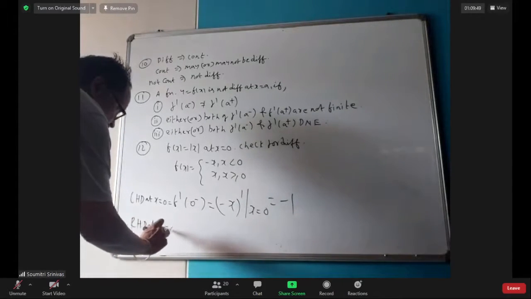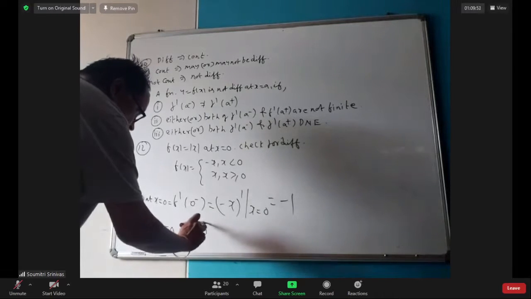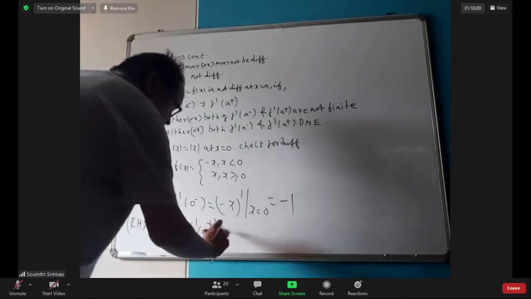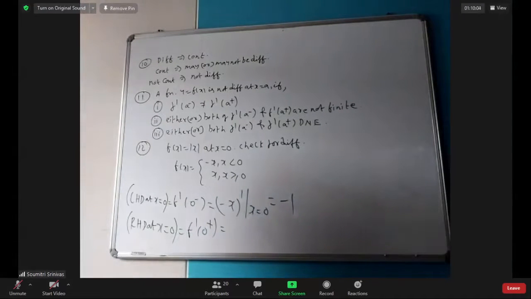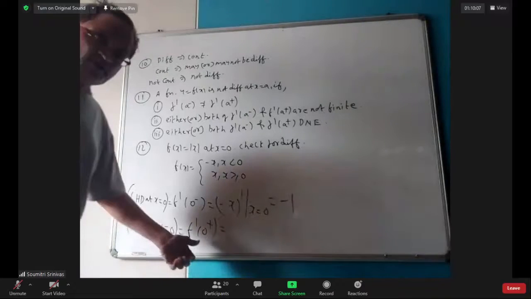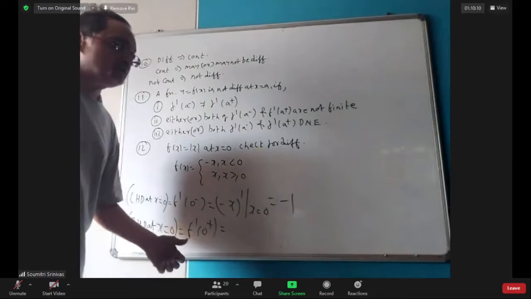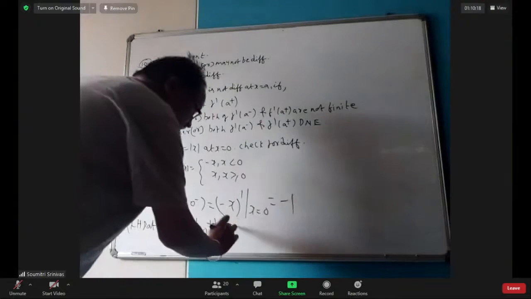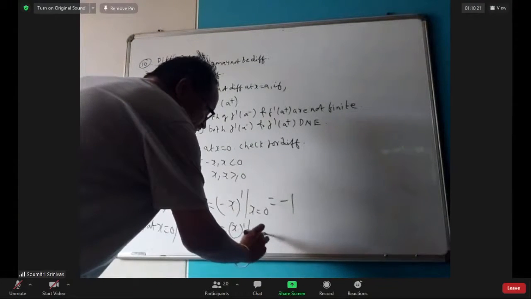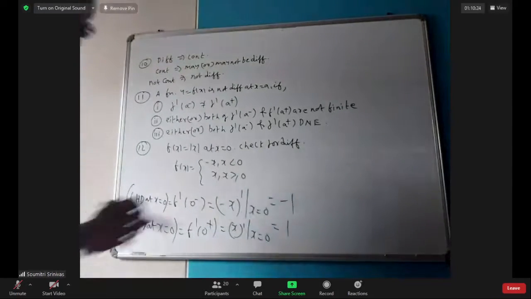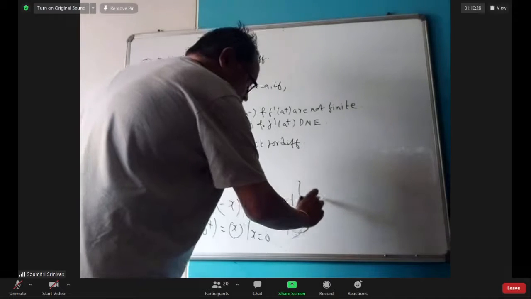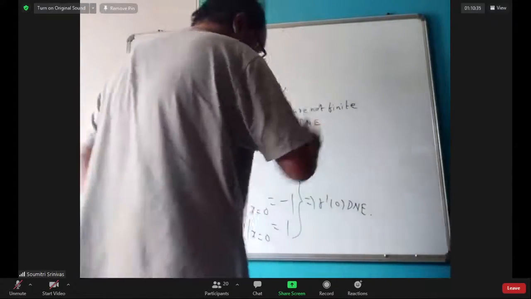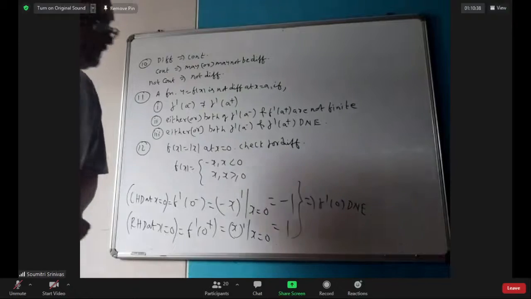What is the right hand derivative at x is equal to 0? Your function is approaching 0 from the right hand side. First definition or second definition? Second definition. For x, differentiate and put x equal to 0: 1. Are both equal? No. f dash of 0 does not exist. Write this. Any doubts? Any questions? I'm waiting.